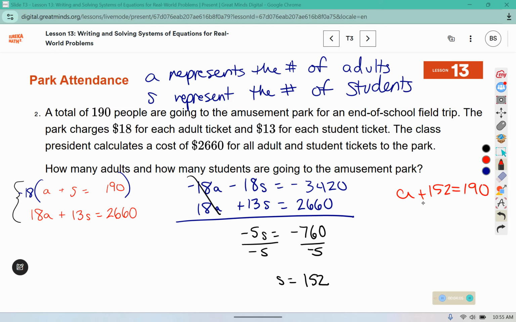We know that the adults plus the students was 190. So if we subtract 152 from both sides, 190 minus 152 is 38 adults.